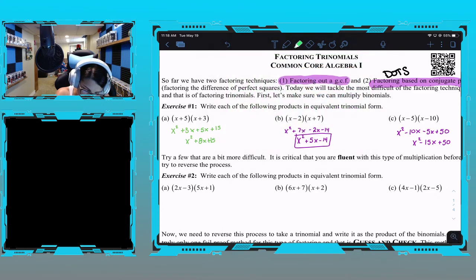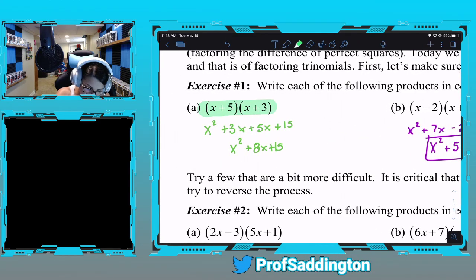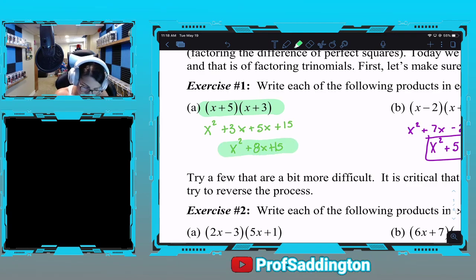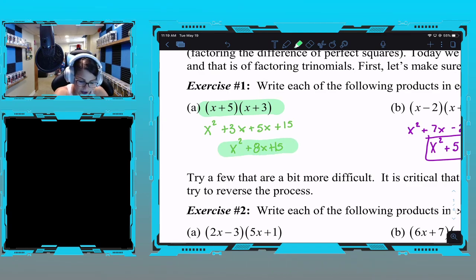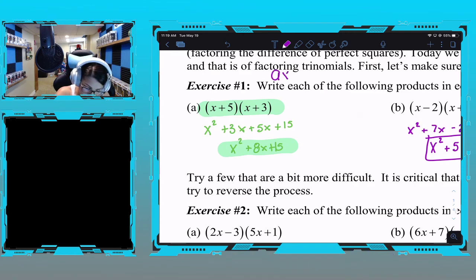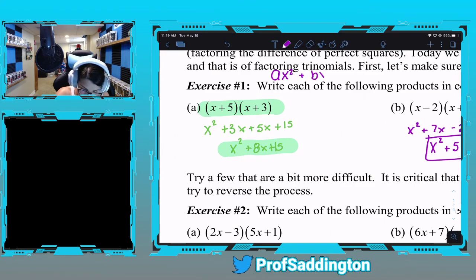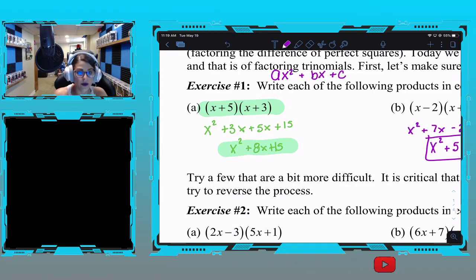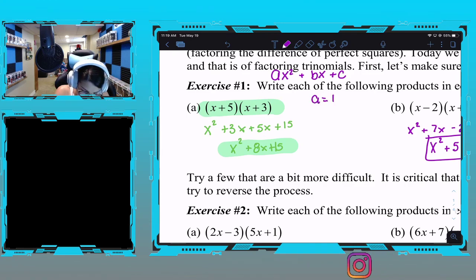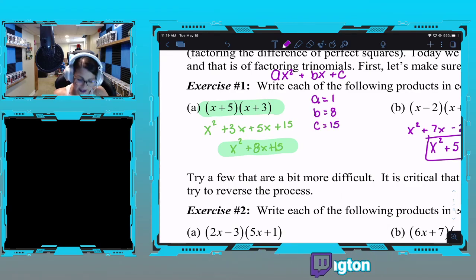Pick a pastel highlighter. Let's check out this first one. We have x plus 5 and x plus 3. And then we have x squared plus 8x plus 15. So all the ones that I'm going to have you factor today are going to be like an x squared. I'm not going to give you anything crazy for that first term. Now, when we're looking at trinomials, if you recall, it's the form ax squared plus bx plus c, where a, b, and c are real numbers. So in this case, we know a is 1, b is 8, and c is 15.